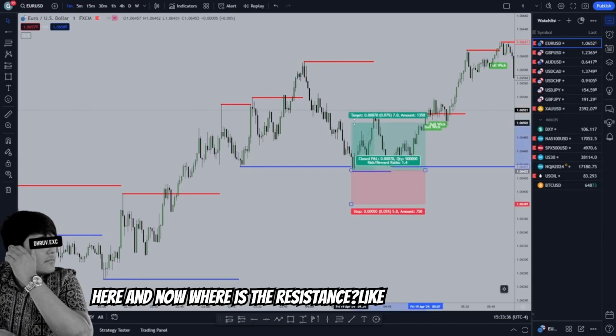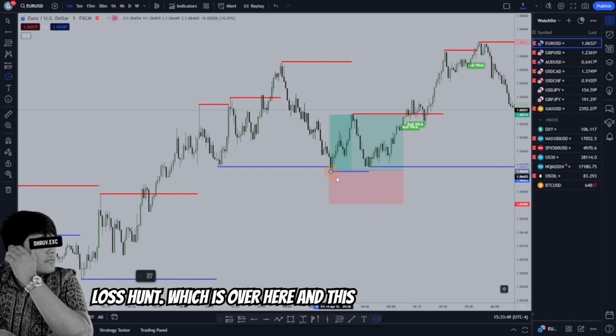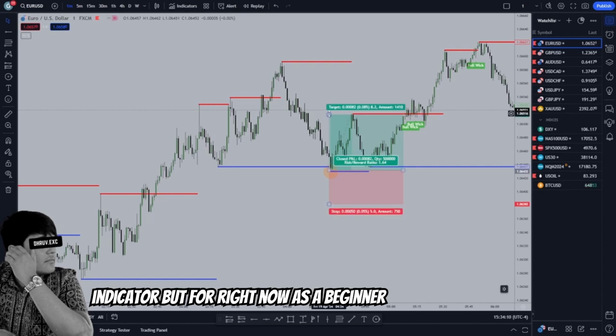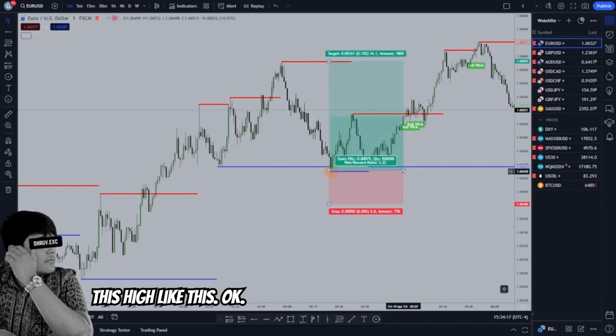So you can place it over here, and now where's the resistance? You can see the resistance over here. The resistance will be our target, because we took our trade at the stop loss hunt, which is over here. This is what I show in my Discord group: I post the pictures of the stop loss, and this is how I find it. Right now you can use this indicator to train your eyes to find liquidity, but once you are a little more experienced, you can do it by yourself and leave the indicator. For now, as a beginner, you can use it. So your entry will be right over here, and your target will be this high.